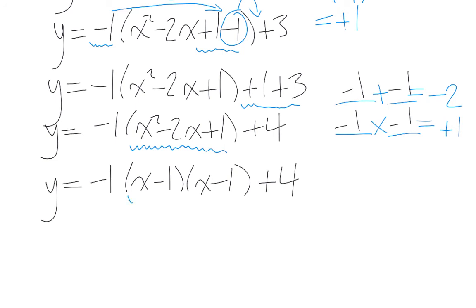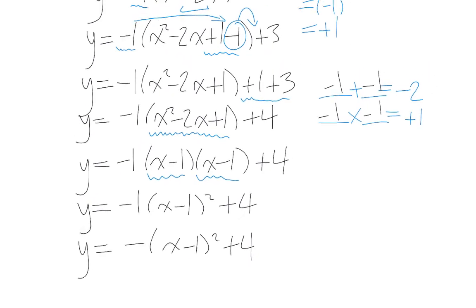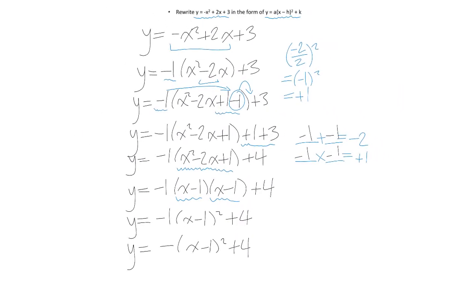Remember, when you are multiplying something by itself, you can simplify that with exponents, and that should be equal to x minus 1 squared plus 4. And last but not least, I am going to remove the 1. So I'm just left with -x minus 1 squared plus 4. And there you have a quadratic relation which has been converted to vertex form from standard form.